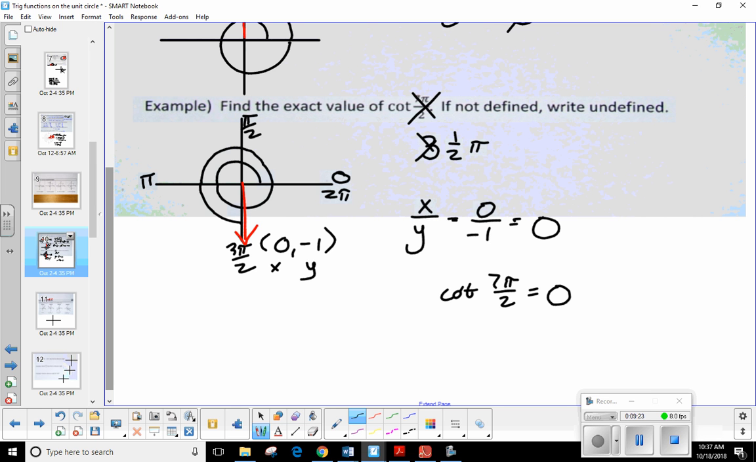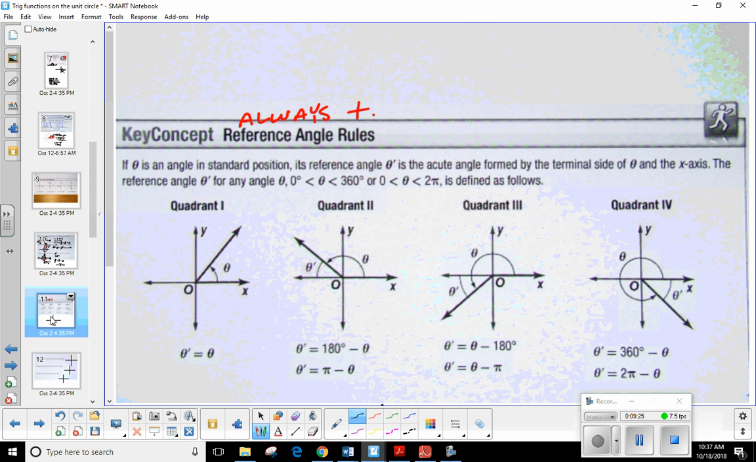Okay. All right. Well, a quick review. We've seen these before, but now we have a much more mathematical definition. Reference angles. If theta is an angle in standard position, its reference angle, what we call theta prime, is the acute angle formed by the terminal side of theta and the x-axis. So wherever your terminal side stops, using that and the closest x-axis, that's our reference angle.